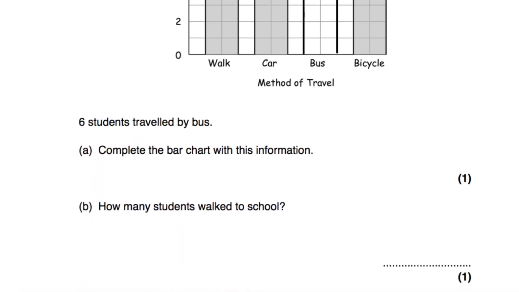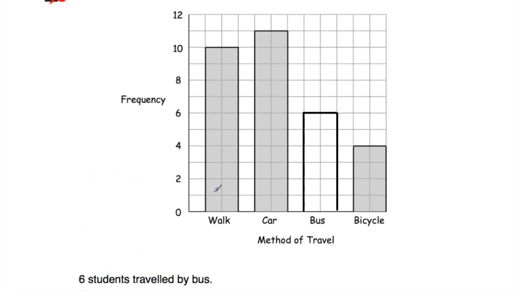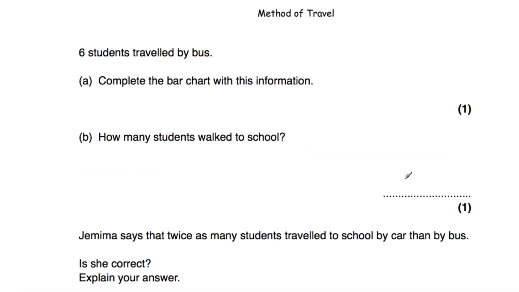Okay, then part B. Part B says how many students walk to school. So how many students walk to school? That's 10. 10 students walk to school. So question B, the answer would be 10.